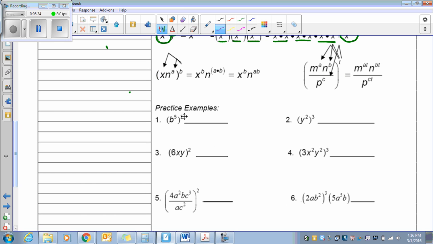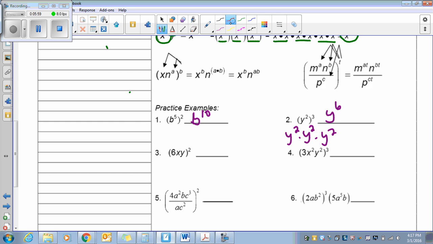If we again have b to the fifth, that's saying b to the fifth times b to the fifth, which would really be b to the 10th. Okay. Y squared, this is saying y squared times y squared times y squared, which again is really y to the 6th power, because 2 times 3 is 6.